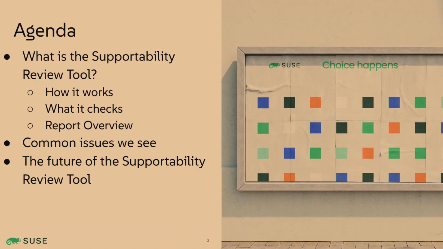All right, so the agenda today. First of all, we're going to be going over what the Supportability Review tool is, how it works, what are the things it's checking, and what a report looks like at the end of it. Next up, we're going to be going over some of the common issues that we've seen. Over all the clusters that we have been able to scan from real customer environments, what are the common things that people are missing? And then finally, we're going to be looking at the future of this tool: what's coming up, the enhancements, and everything that's coming from that.